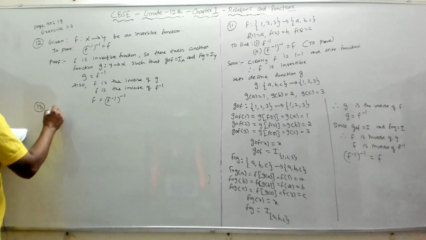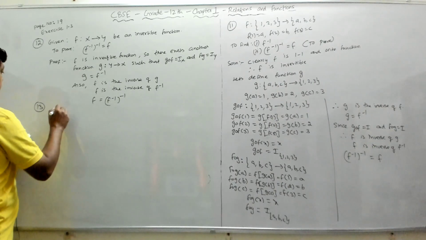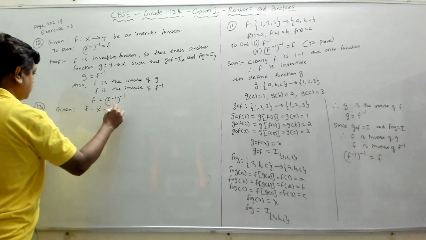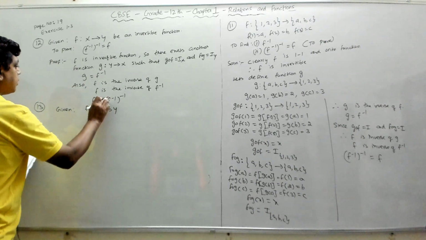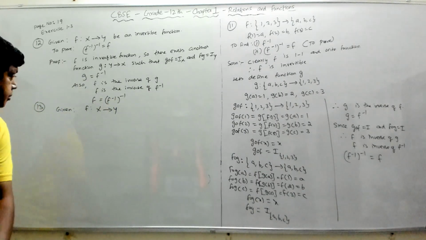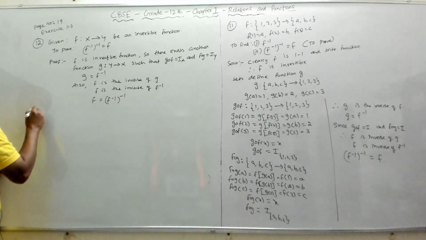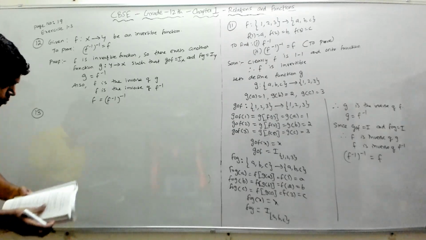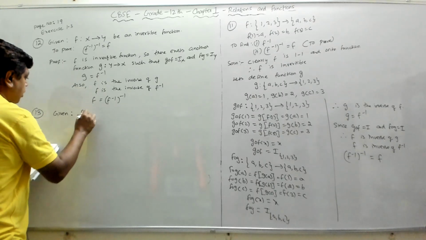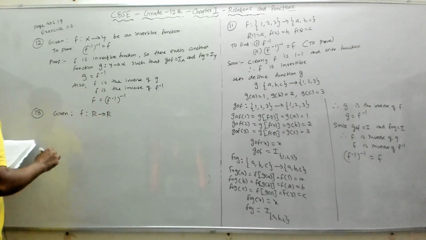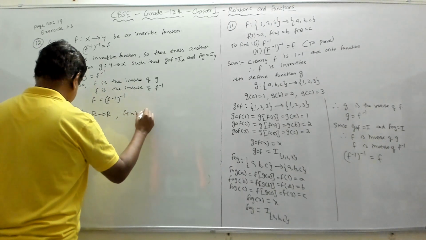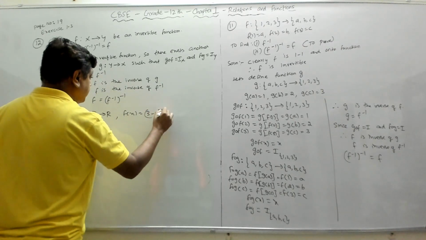The 13th question is an MCQ, a multiple choice question. Given is, F is a function from R to R, set of real numbers to set of real numbers, given by F of x is defined as (3 minus x cube) power 1 by 3.